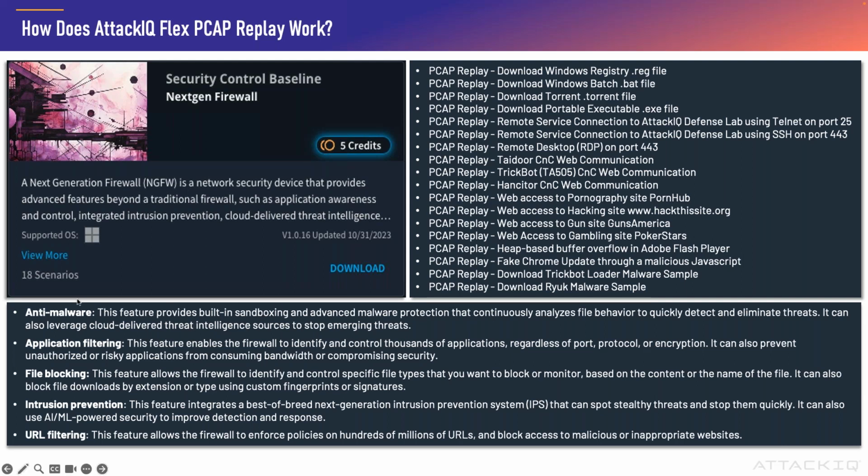And then you can see the types of technologies that this security control baseline is expecting to exercise. So anti-malware, application filtering, so on and so forth. So if your next-gen firewall has those capabilities, or you may have another device that has that, it's going to test those too.